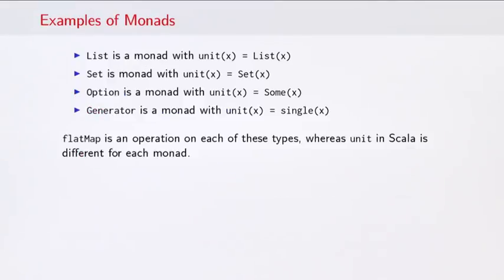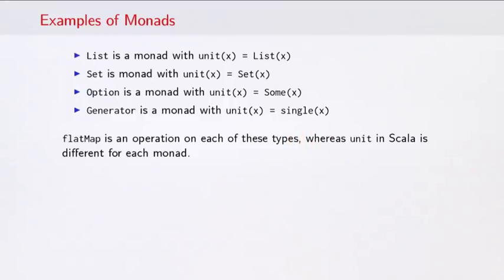Here are some examples of monads. List is a monad where unit is just the single element constructor. So given an x, I return the list that consists of just x. Similarly, Set is a monad where unit of x is Set of x. Option is a monad where unit is Some. So unit of x would be: I have an element and here it is. And the random value generators that we've seen in the last unit are also a monad, where unit of x is the single generator, single of x.